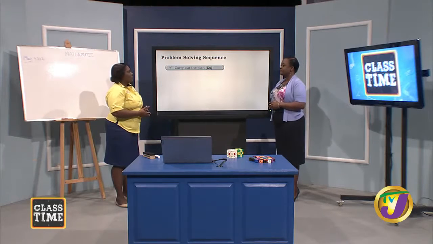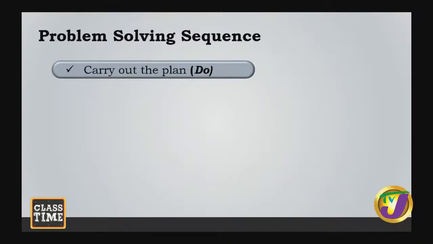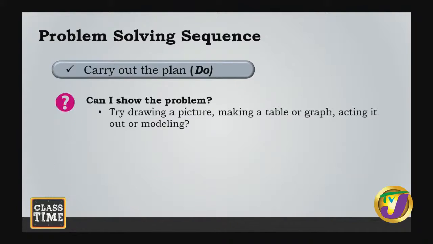So in carrying out the plan, what does this mean? You do it. Yes, right? What can I show? What can I show the problem? Try drawing a picture. You could do that depending on what the situation requires. Making a table or a graph, or act it out, do some form of modeling.